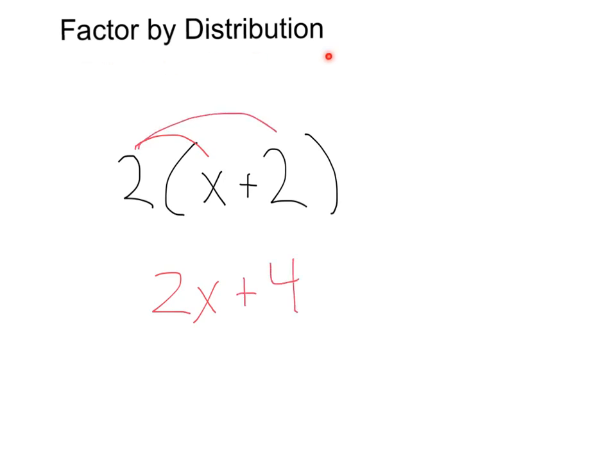When we factor by distribution, all we're doing is going the opposite direction. So we're finding the greatest common factor between these, in this case 2, and we're pulling it out. So here we see that 2x and 4 have a 2 in common, and then what's going to remain is an x plus 2.